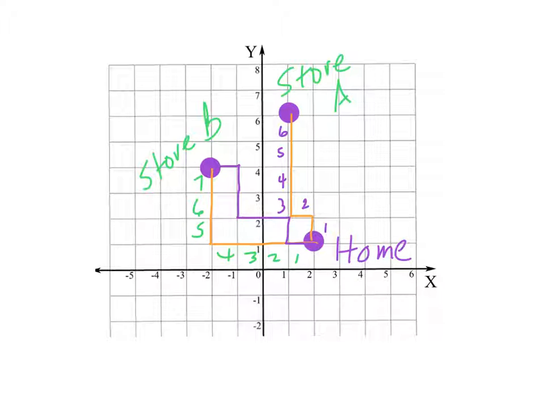So to recap, whenever you're measuring distance on a grid, you count each side of a block as 1. I hope this helps.